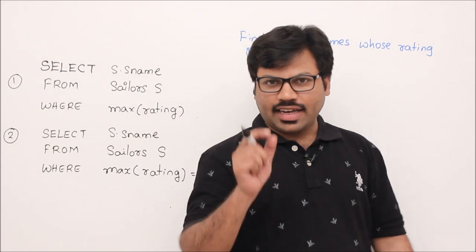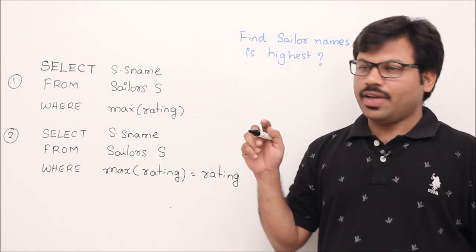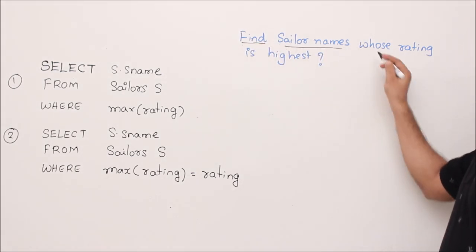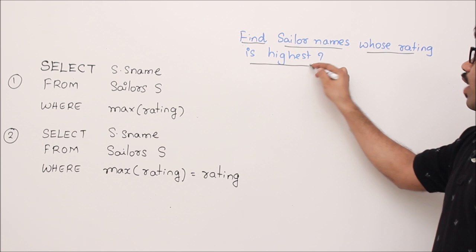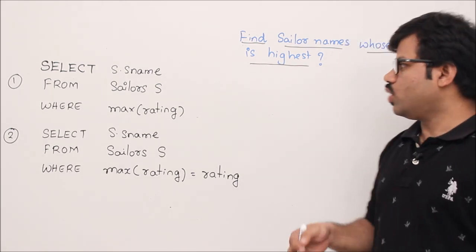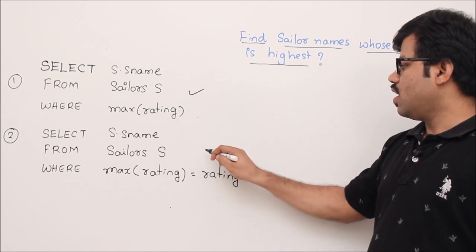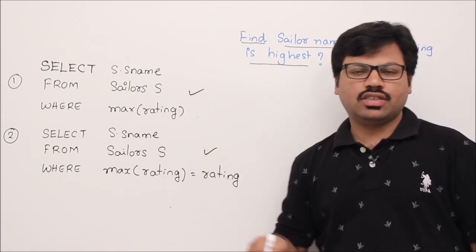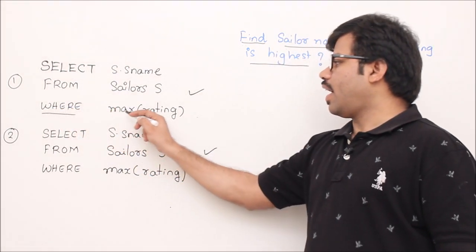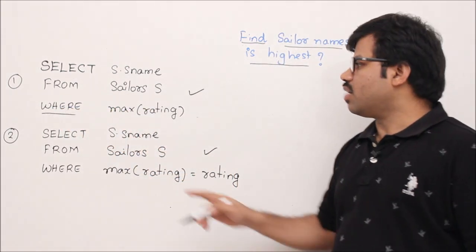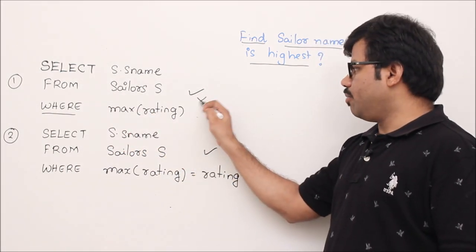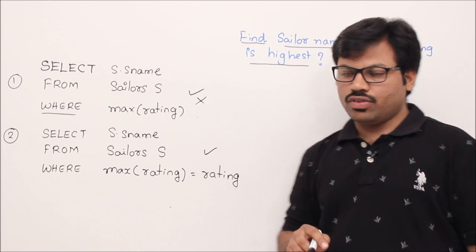Okay, let's try to use aggregate operators and write some queries. Let's say the question is: find sailor names whose rating is highest. I want to find out the sailor names who have the highest rating. Some students write these kinds of queries. First of all, we'll see what's the problem with this. One blind rule is, in the where clause we should not write an aggregate operator. That means where max rating is wrong. The reason I will tell you.